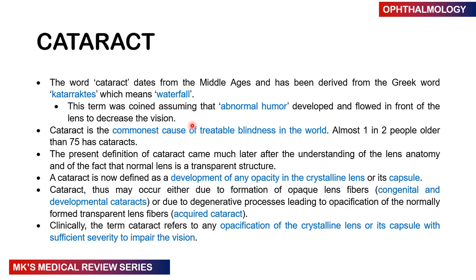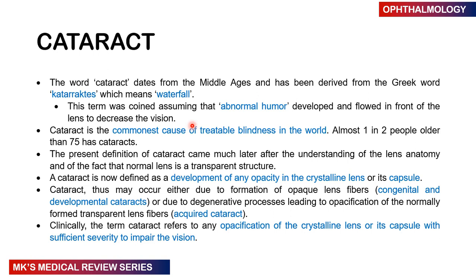The present definition of cataract came into the light when we got to understand the anatomy of the lens and how it works, the lens being normally transparent. So now we can define a cataract as development of any opacity in the crystalline lens or its capsule, which may either be congenital or developmental, or it may be acquired.